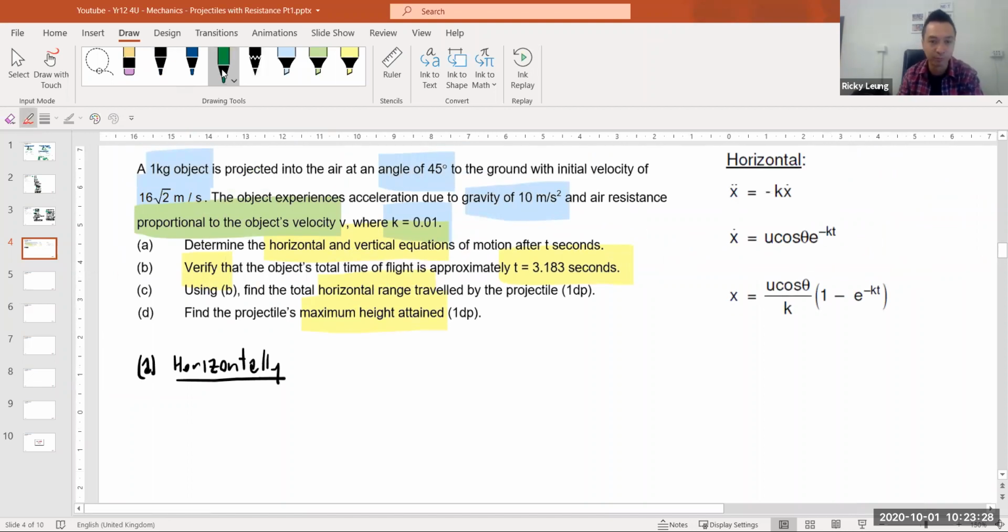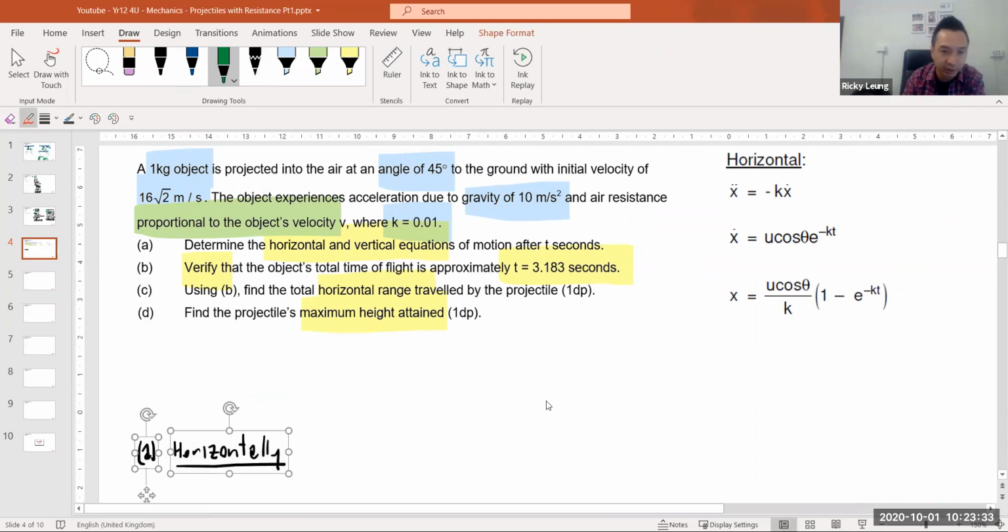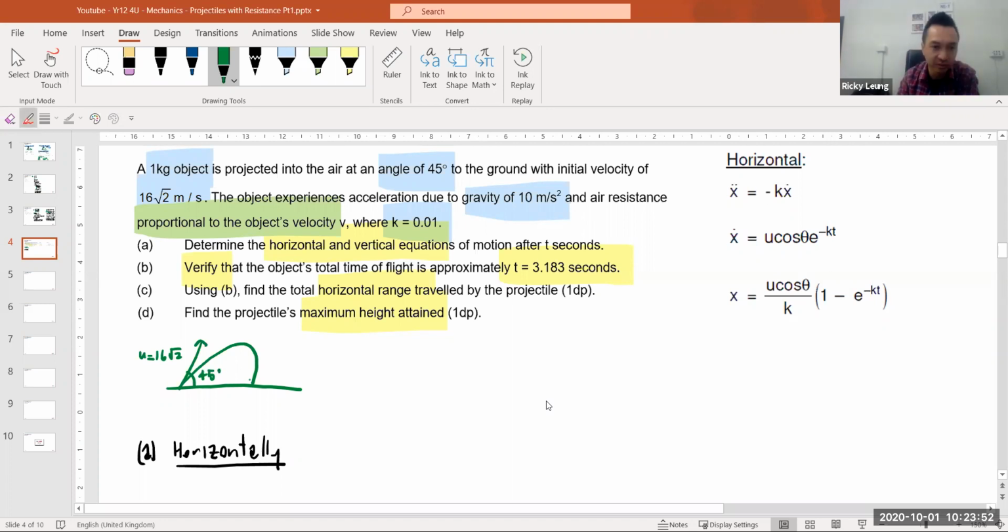So maybe before I begin horizontally and the like, let me set up my initial conditions as well, and maybe a quick diagram. So obviously it's a sort of not symmetrical parabola. So initial velocity there is 16√2 at an angle of 45 degrees, which is nice and exact. And mass is 1 kilogram. That's important. So when t equals 0, so initial conditions, I've got x equal to 0, y equals 0, starts on the floor, right, initially projected from the ground.